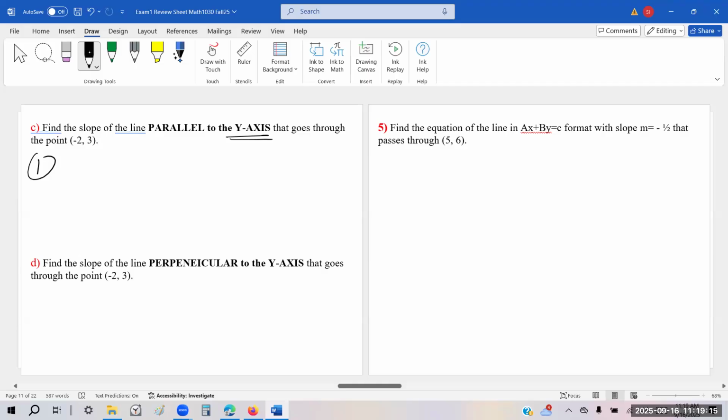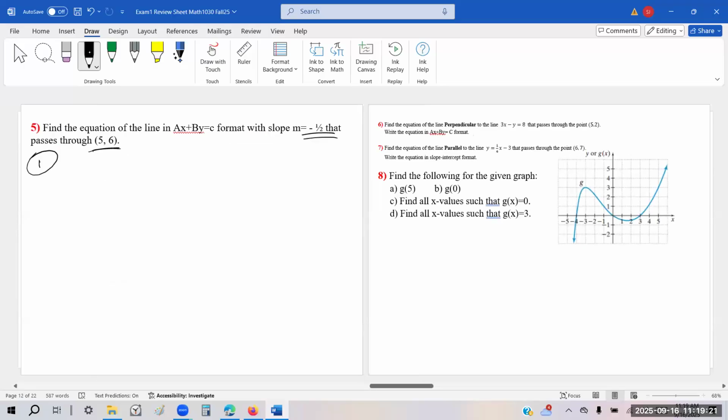Find the equation of the line when a point is given and slope is given, 1. The graph will be given. Find the x value when the y is given and find the y value when x is given. So 1 from AB, 1 from CD.